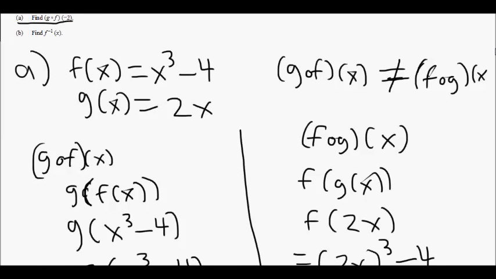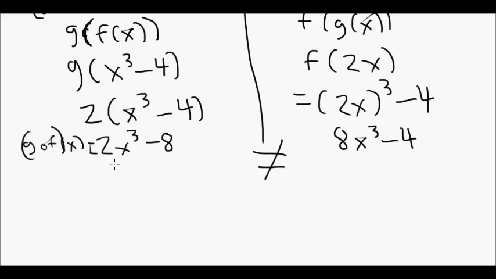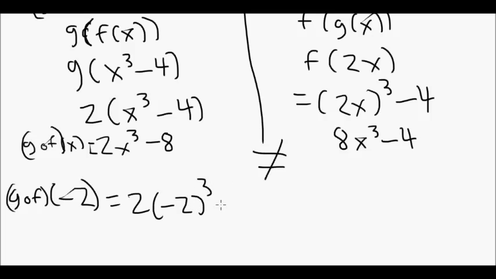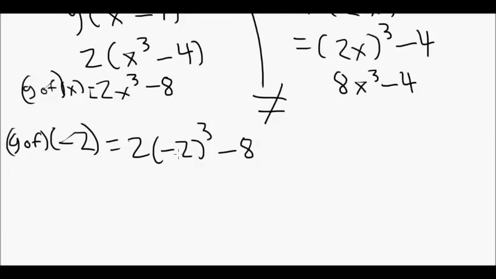It's asking what's g of f of negative 2. So we're just going to input negative 2 into the appropriate composite function. So it's just going to be equal to 2 times negative 2 to the power of 3, rather, minus 8. As I've said in the previous question, if there's a negative number and you raise it to the power of an odd exponent, it's going to be a negative number. So this means that we just have to find 2 to the power of 3, and that's 8. And since there's a negative sign to it, it's going to be negative 8.